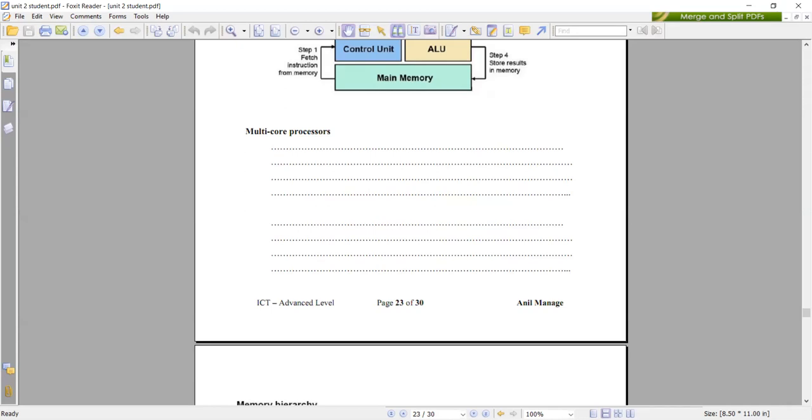Need of multi-core processors are, write down under that, first point. Can we run a program by dividing some parts, so it gets executed fast.